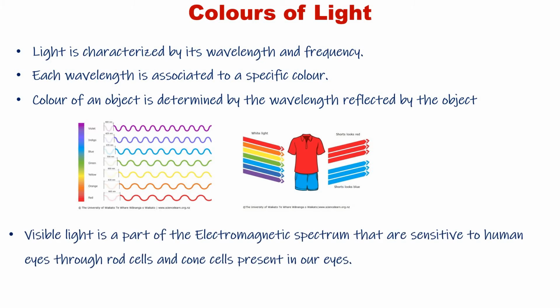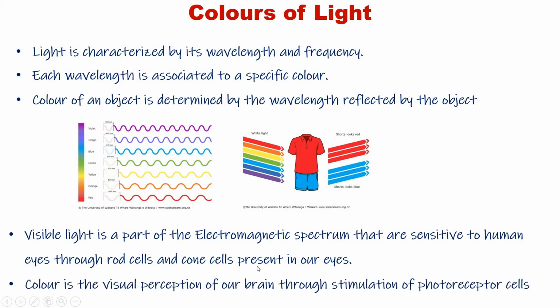So we know that the human eye cannot sense all the electromagnetic radiation present in the system, whereas the human eye can sense a small part of the electromagnetic spectrum, which we call visible light, and it is made possible through the presence of rod cells and cone cells in our eyes. So if we want to define color, we can define color as a visual perception generated by our brain because of the electromagnetic radiation incident onto our rod cells and cone cells present in the human eye.